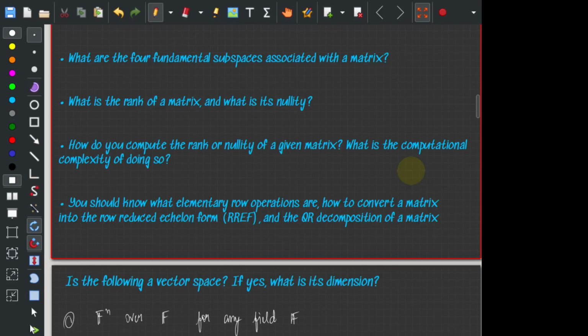Okay, so hopefully you know what elementary row operations are, how you convert a matrix to the row reduced echelon form or the row echelon form, and basically how you write this as a QR decomposition. You can write any given matrix as a product of an orthogonal matrix times an upper triangular matrix.